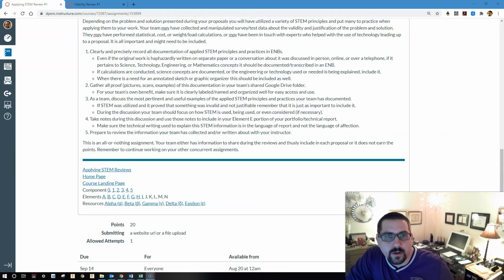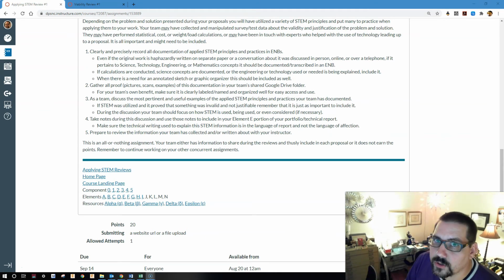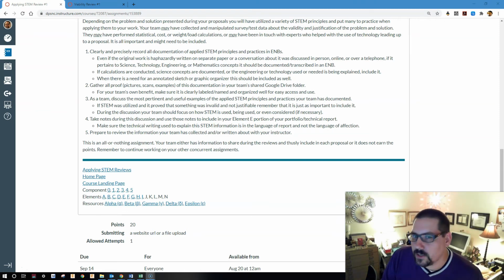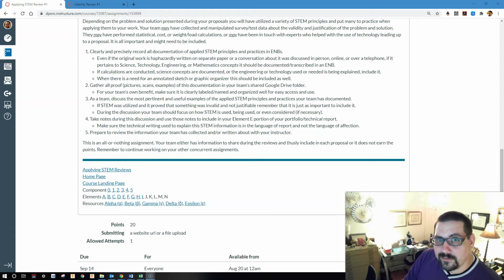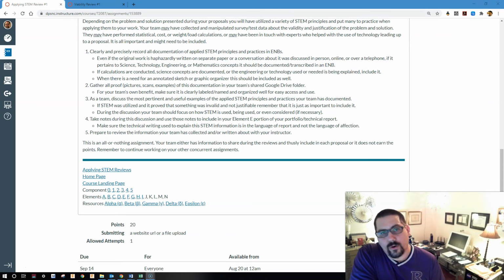But, Mr. Davidson, what if I have it all on a Google Doc? Look up the word transcribe. It needs to be in your E&B. If calculations are conducted, if science concepts are documented, or the engineering or technology used needs to be explained, then you need to include it. Got an annotated sketch or graphic organizer? Include that too.